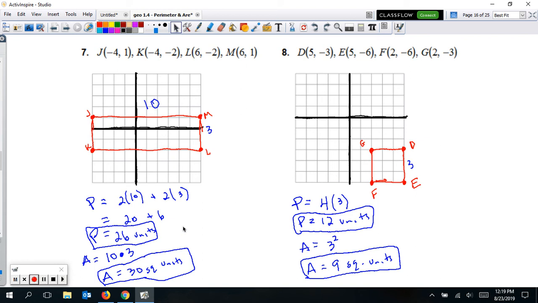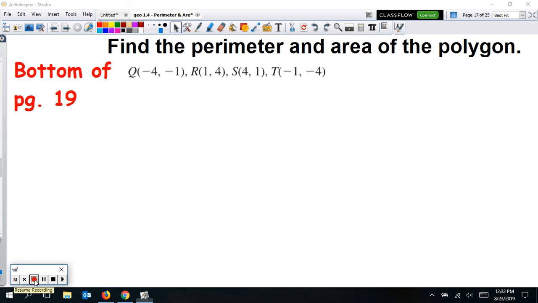All right, let's continue on with number 9. Okay, so I lied. We're not going to go on to the next problem. I wanted to do one more of these find perimeter and area of the polygon problems.